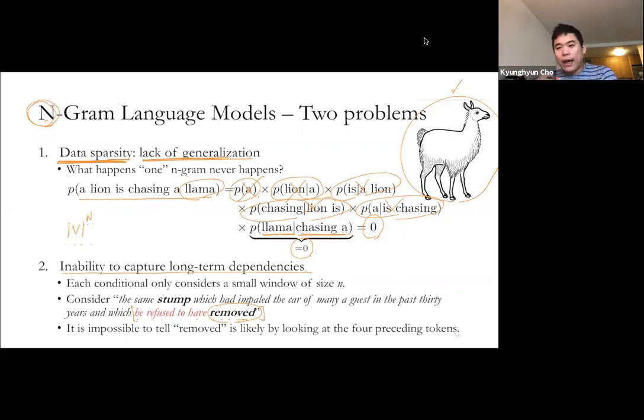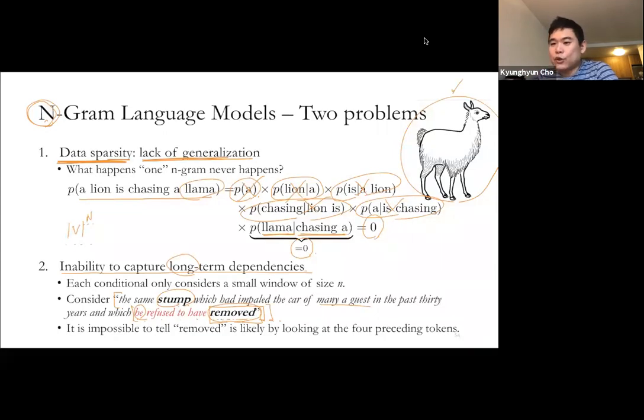However, as a person who has read the entire sentence, from the very beginning to the end, I know that "removed" is highly likely, because there was a stump, and this stump has had a very negative impact on many guests. So he wants to remove it, but he refused to do so. If I could see the entire sentence, I would know that "remove" would be a highly probable word compared to, let's say, "edit" or "created" or "constructed", and so on, right? An n-gram language model, unless n was really, really large, as in 13 or so, cannot capture this kind of long-term dependency. And these two are the major issues.